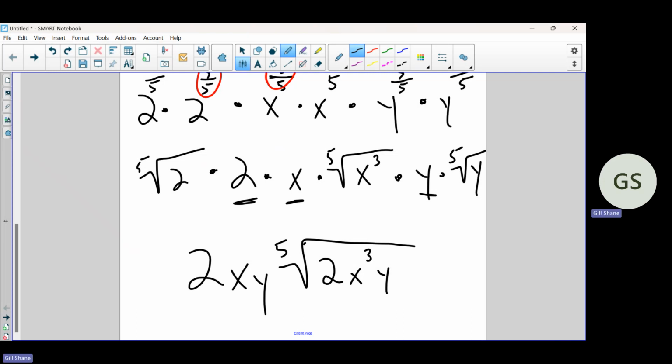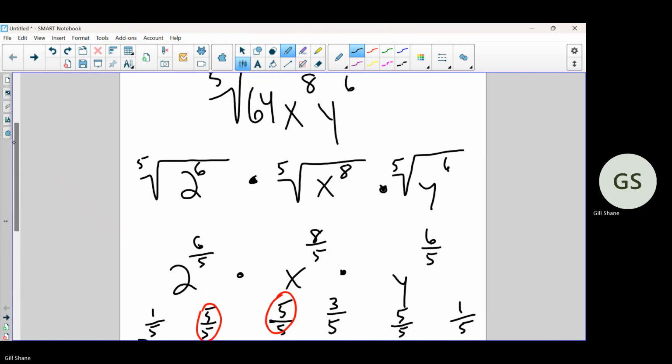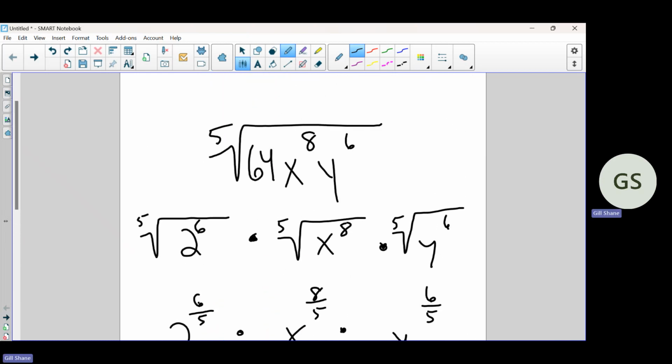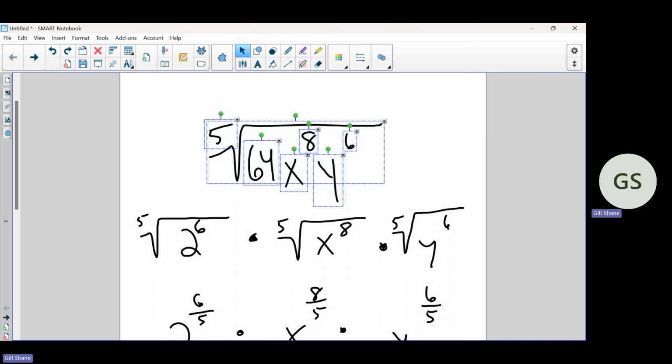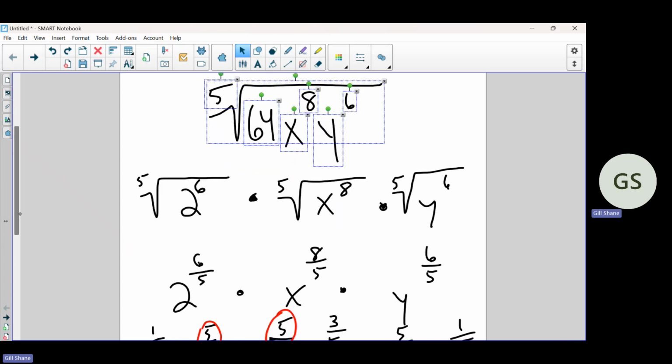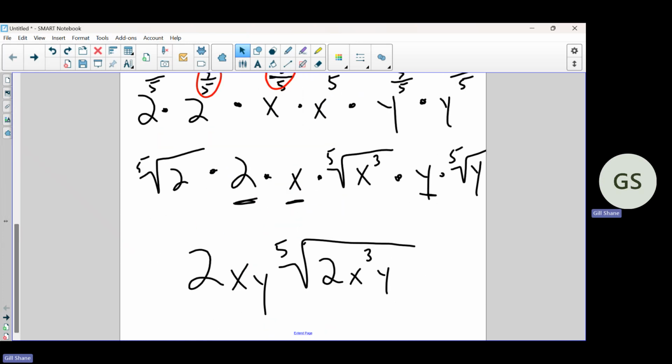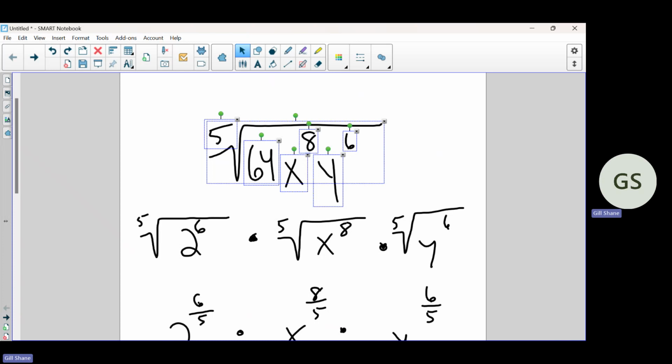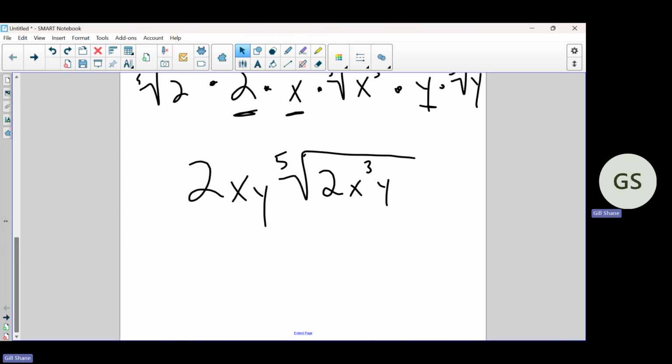Now, I'm going to go back and write the original. That's the original problem. So I'm going to put this right next to the final answer. And I think a lot of you will just be able to skip to the final answer on this type of problem instead of going through all of that.